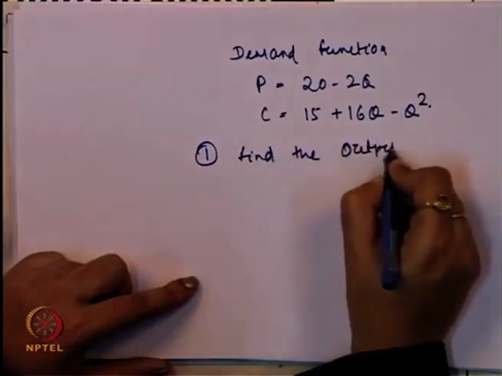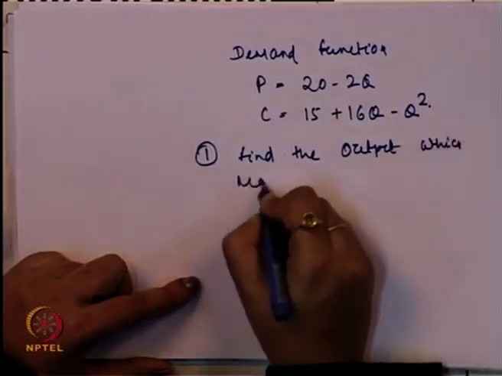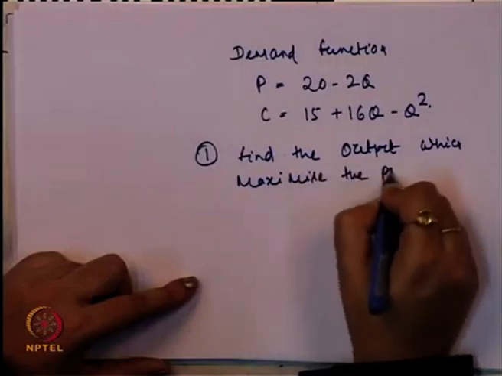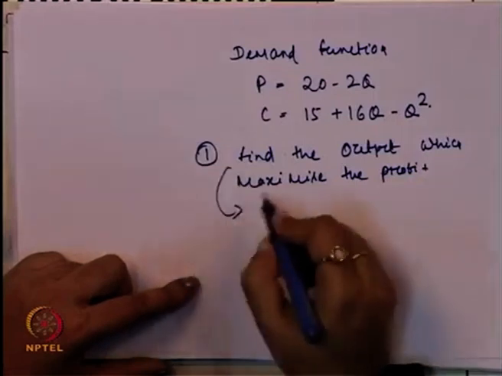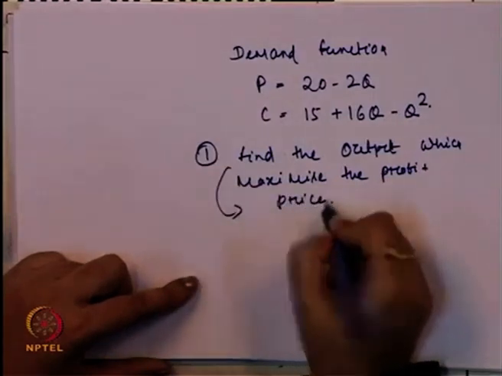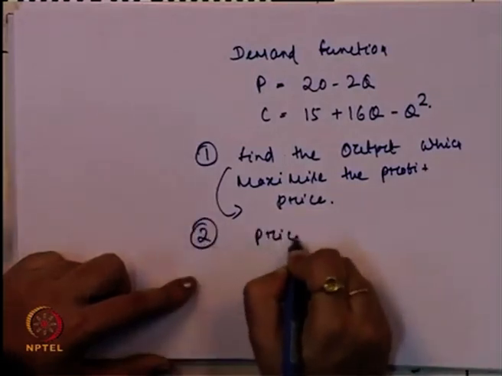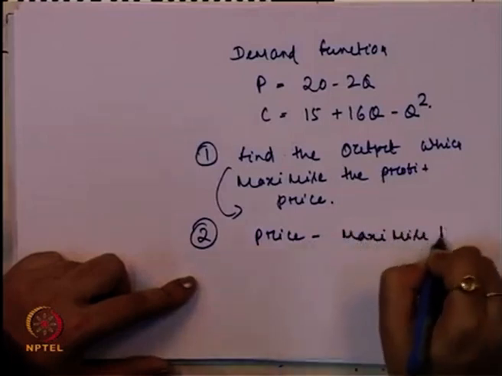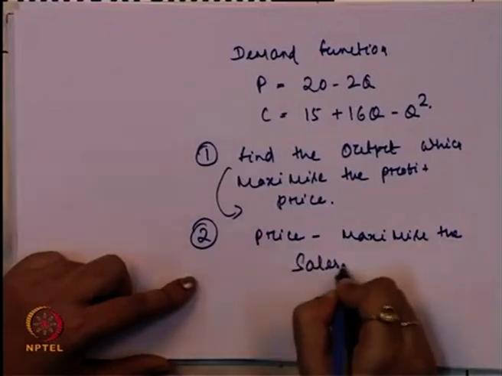Now, we need to find the output which maximizes the profit, or in other words, find the price at which the output will maximize the profit. And second, we have to find out the price which will maximize the sales. Now, we will see how we will find out the price in both these cases.